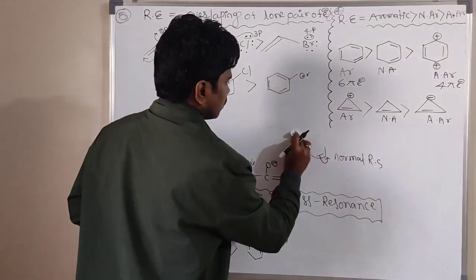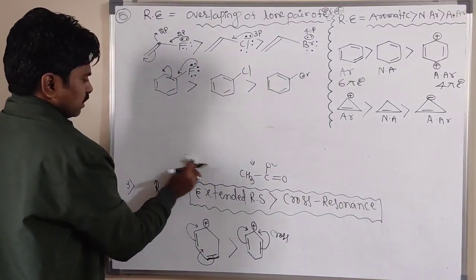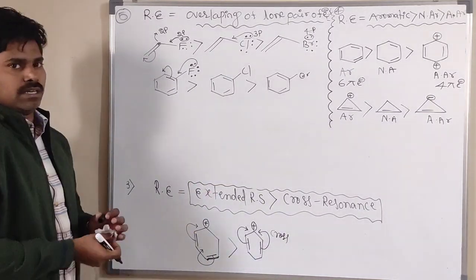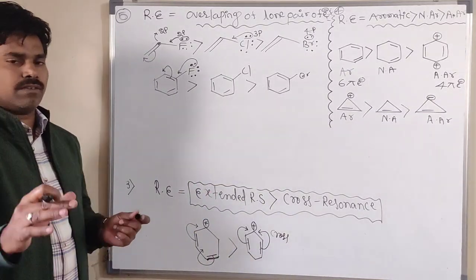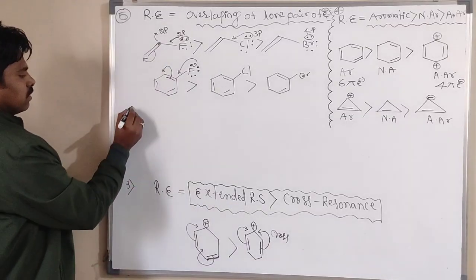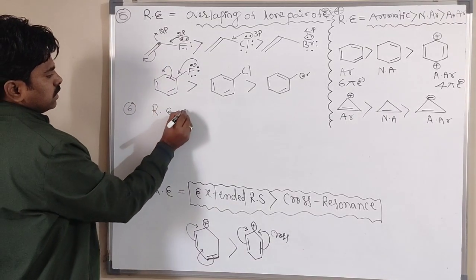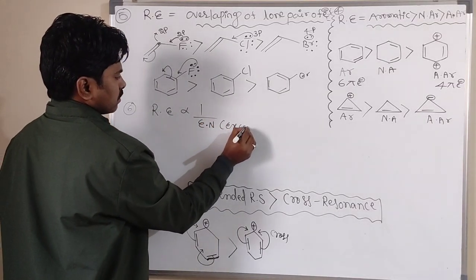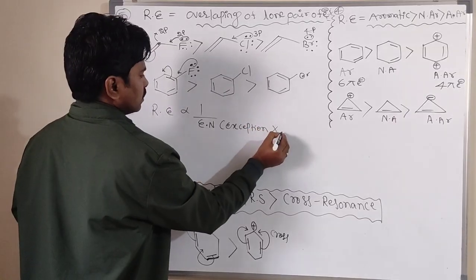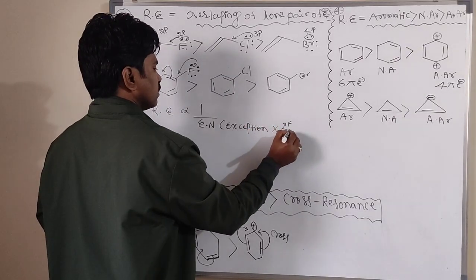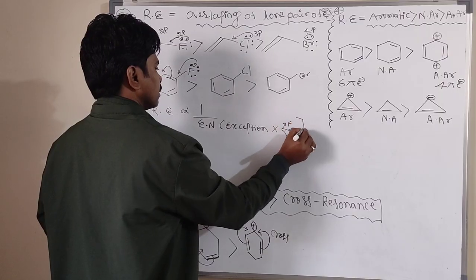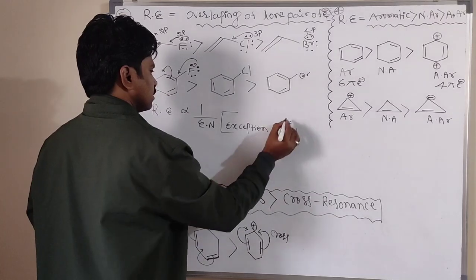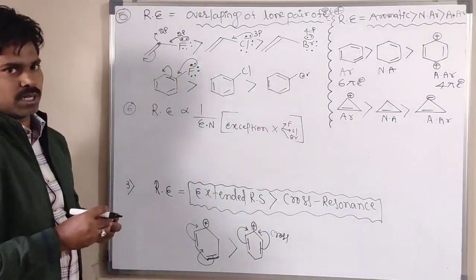In the sixth topic, resonance energy is inversely proportional to electronegativity. Resonance energy should increase, electronegativity should decrease. Okay. Sixth: resonance energy is inversely proportional to electronegativity. Exception: halogens, fluorine, chlorine, bromine, iodine. These are the exceptions, because in the halogens it depends on the overlapping of lone pair of electrons.